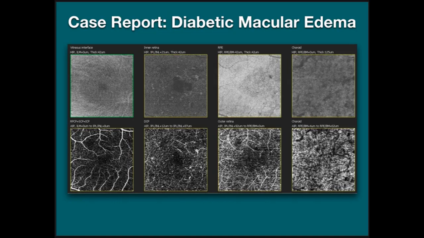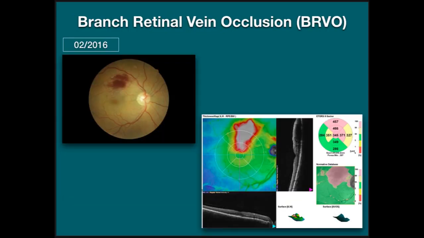Alternatively, if there was blood in the area, it may confuse the matter a little bit because blood may absorb the signal from the blood vessels and you may think there's capillary dropout when there actually isn't. But in this case, there was no significant blood centrally around the foveola. It was just edema. All right, let's have a look at a patient who does have some significant blood.